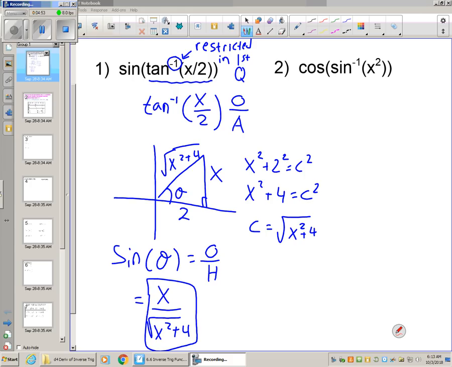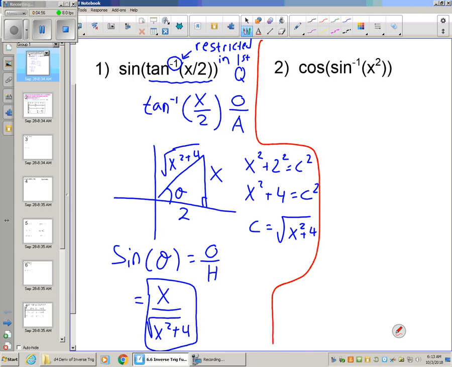It's the same thing over here for number 2. I'm looking at the cosine of sine inverse of x squared. We're working with the inverse sine of x squared first, and since it's just x squared, we know that's x squared over 1. So the side ratio here is x squared over 1. The side ratio for sine, again, is opposite over hypotenuse. So let's draw that triangle out to figure out how to work backwards and then find the cosine of that triangle. Again, it's positive, so with sine inverse, we're restricted to the first quadrant. And here's our triangle.